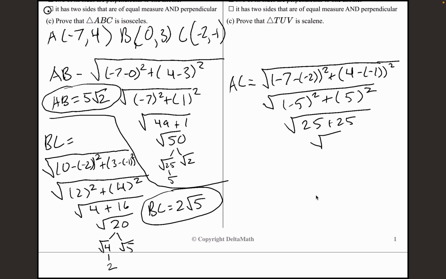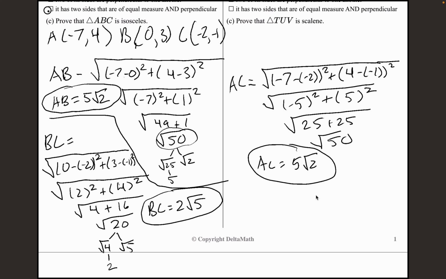So if we get square root 50, what is this one the same as? AB, okay, because we got square root 50 right here. So AC is also 5 square root 2. Okay. So we're not writing anything where we have to put any statements or reasons. We're just solving for those sides.